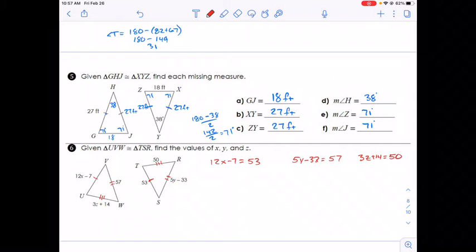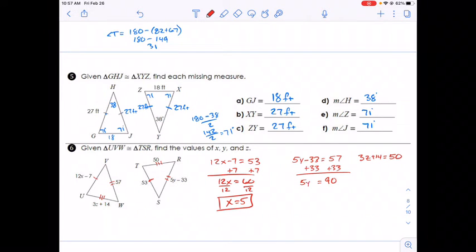So now it's a matter of just solving for X. So we're going to add 7. This is going to give us 60 divided by 12. X is equal to 5. So there's our X answer. Now we're going to add 33. Okay, this is going to give us 90 equals 5Y. Divide by 5. And Y is equal to 18.